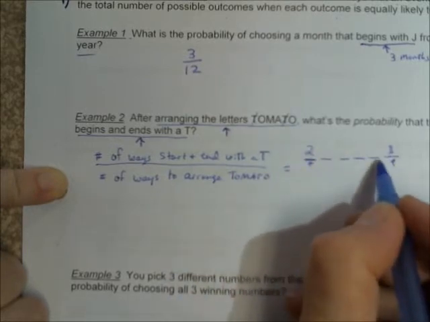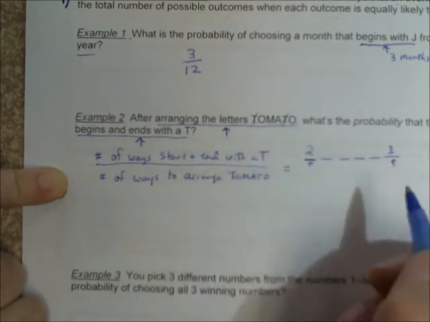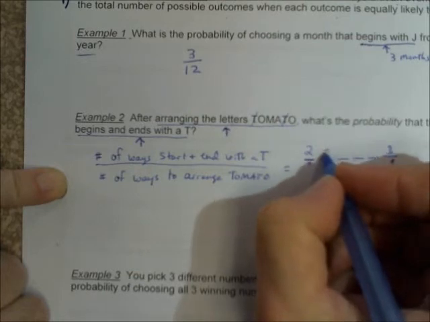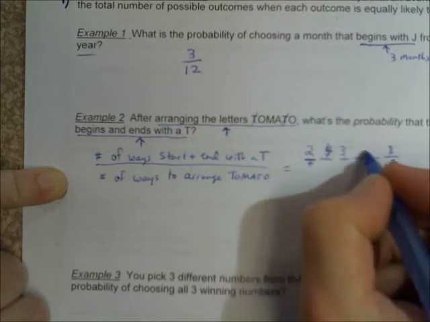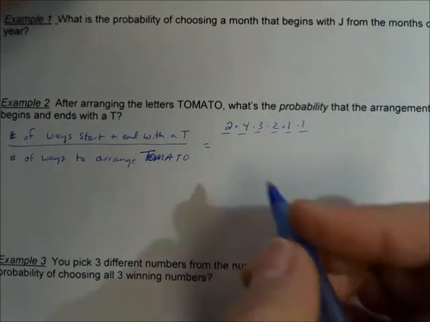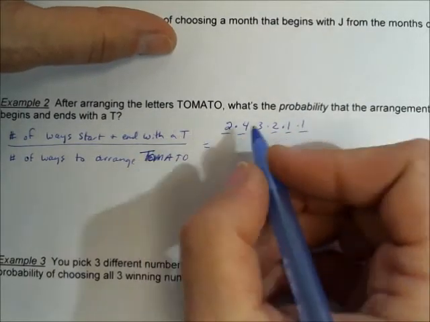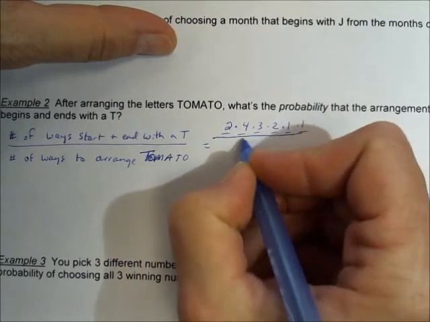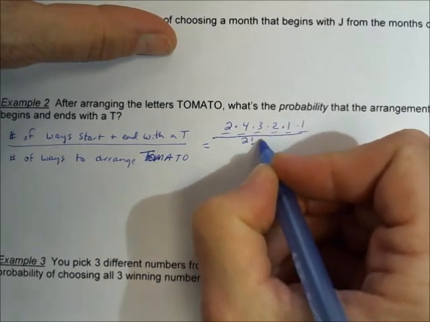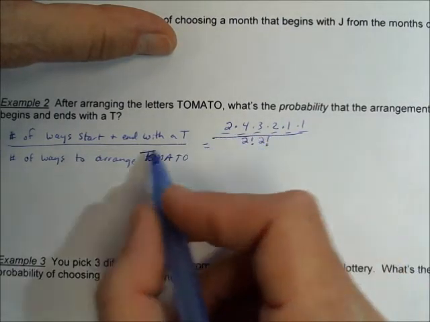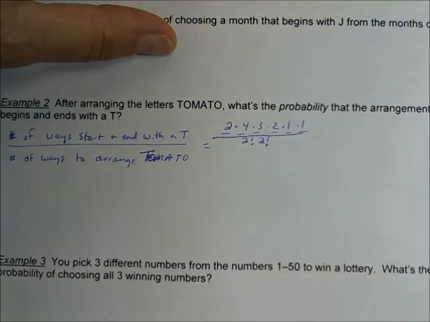And then we have 4 blanks left to arrange those 4 letters. So we have a possibility of 4 letters left, 3 letters left, 2 letters left, and 1 letter left. And then you have to remember that because tomato has duplicate T's and duplicate O's, you have to divide this whole thing out by the duplicate T's, 2 factorial, the duplicate O's, another 2 factorial. So this numerator is the number of ways that tomato could start and end with a T.